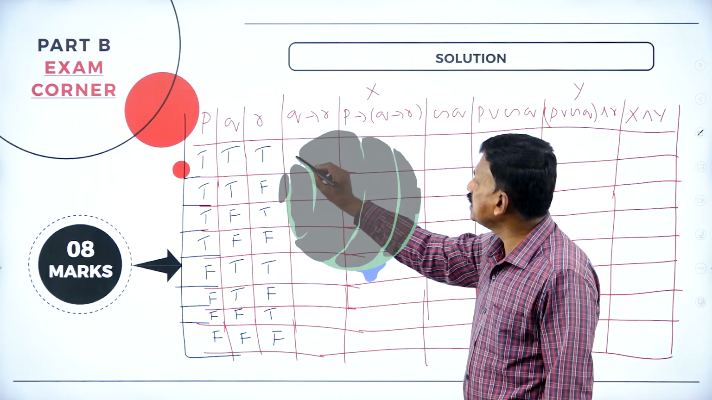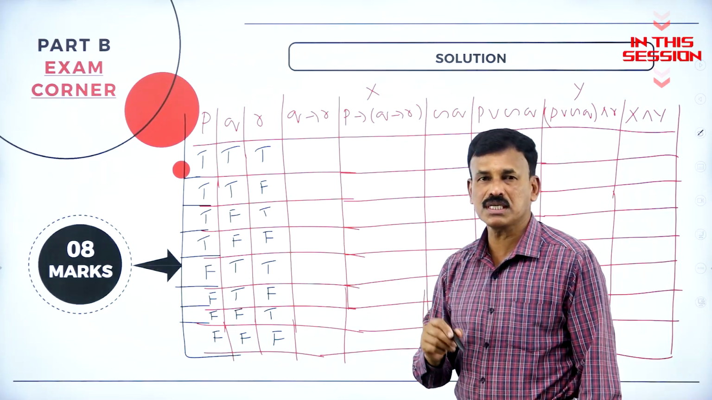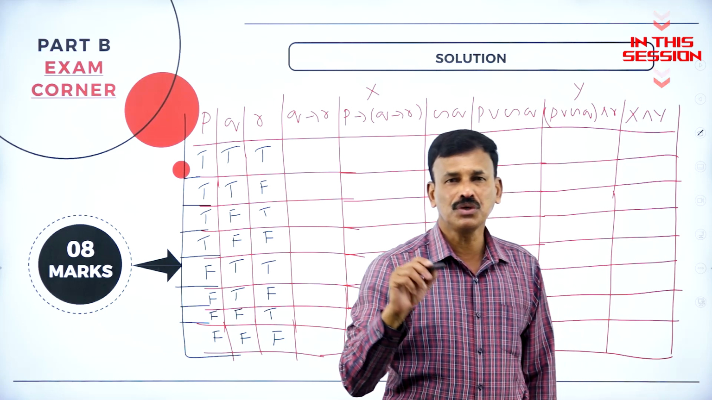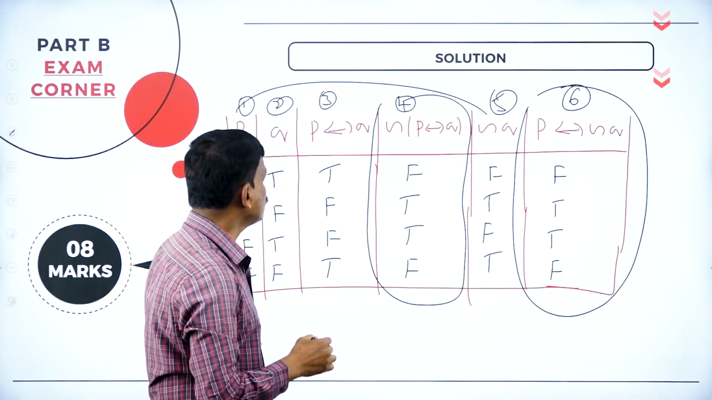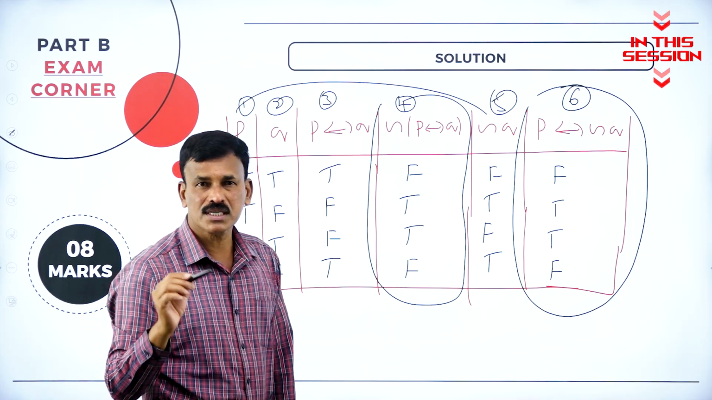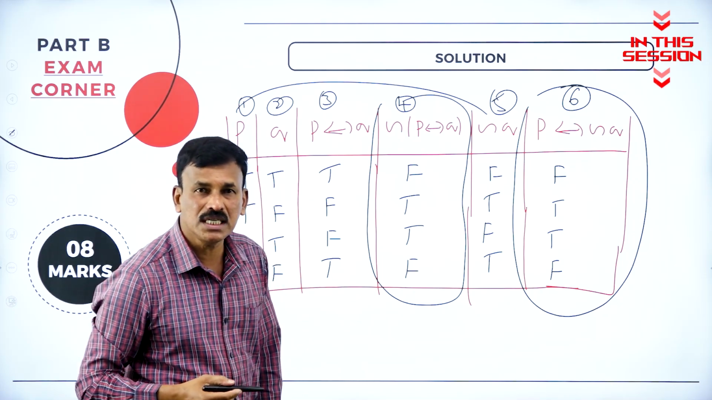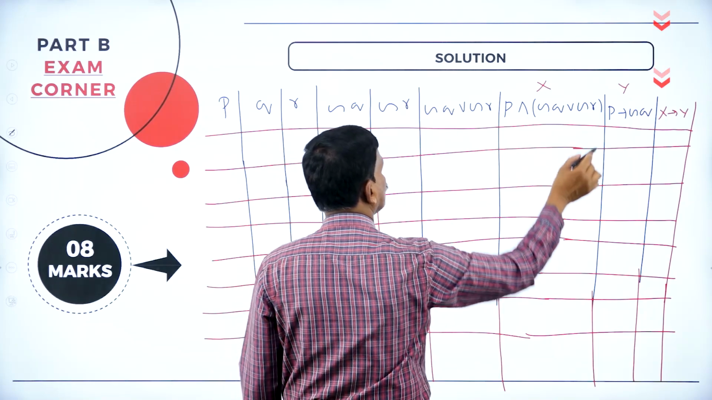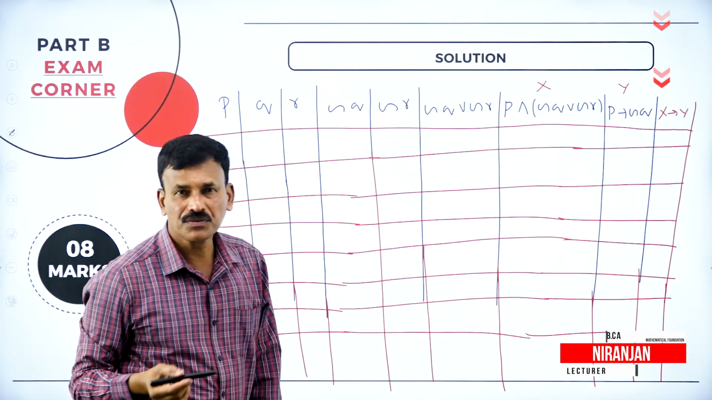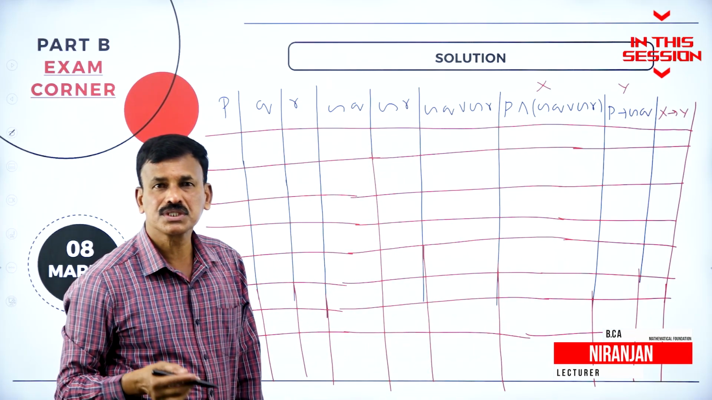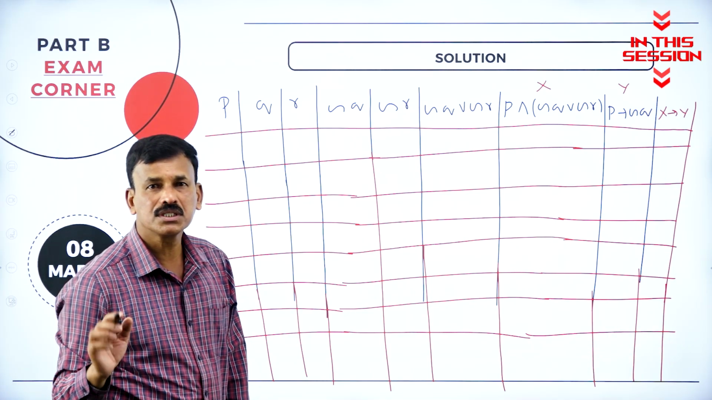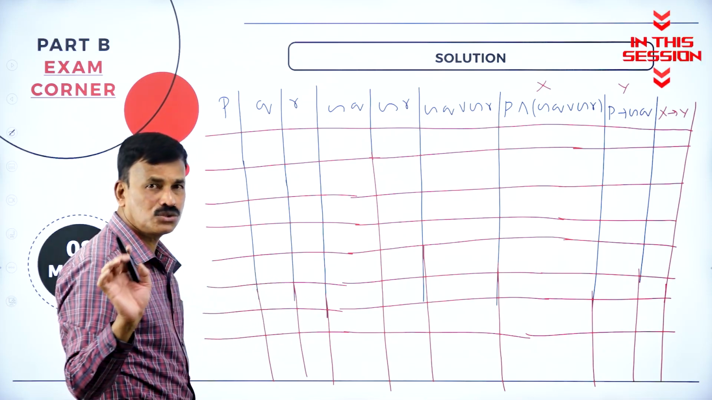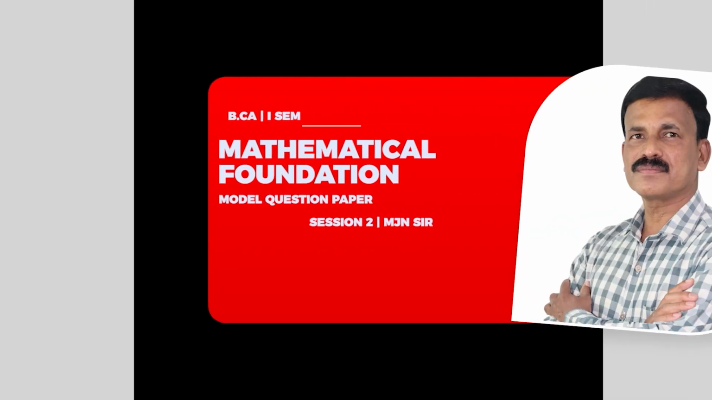Now write down the conditional for Q and R. What is the conditional statement? If T and F, it is F; in other cases it is true. The truth values in the 4th and 6th columns are the same, hence they are logically equivalent. For the conditional of X and Y, we have to verify whether this compound proposition is a tautology, a contradiction, or neither tautology nor contradiction. Just construct the truth table, that's it.